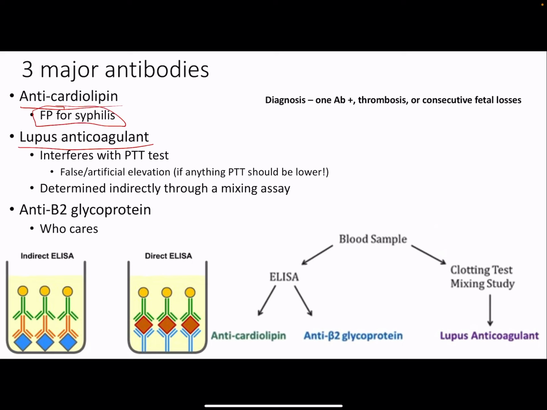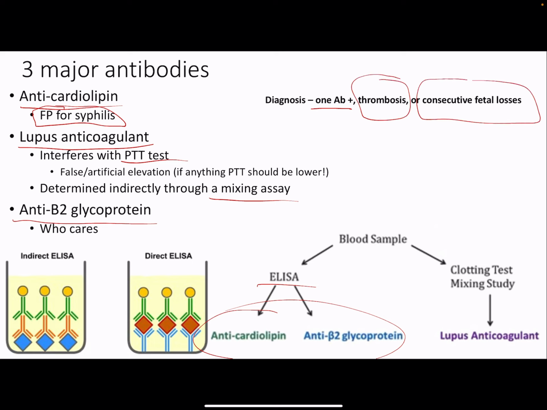The lupus anticoagulant. This will interfere with the intrinsic PTT test. This causes an elevation when it shouldn't be. Now we can determine this through a mixing assay, which we'll talk about. The other 2 can be determined through ELISA, but the lupus anticoagulant, more important, can be determined through a mixing assay. Know that anti-B2 glycoprotein is a thing, but there's no real superlatives about it. Diagnosing somebody with antiphospholipid syndrome, you need one of these 3 antibodies, but you also need a clinical symptom as well. So you either need a thrombosis or somebody who's had a lot of miscarriages.